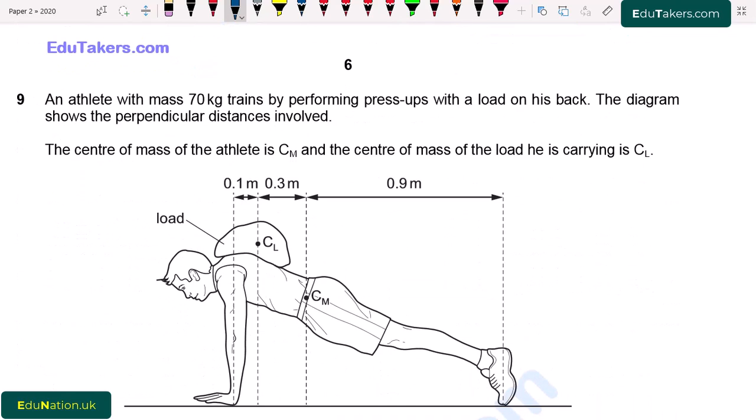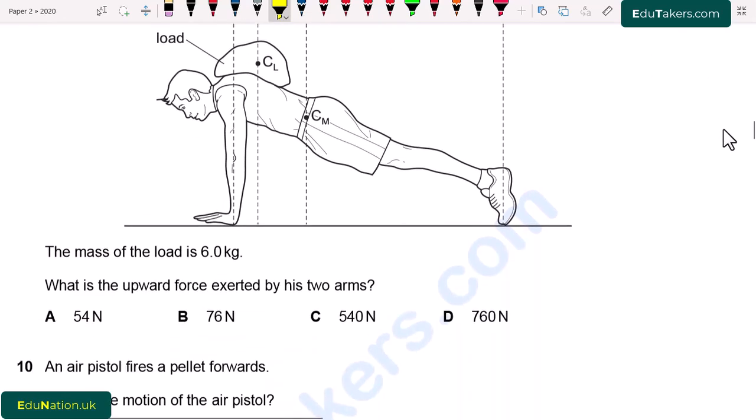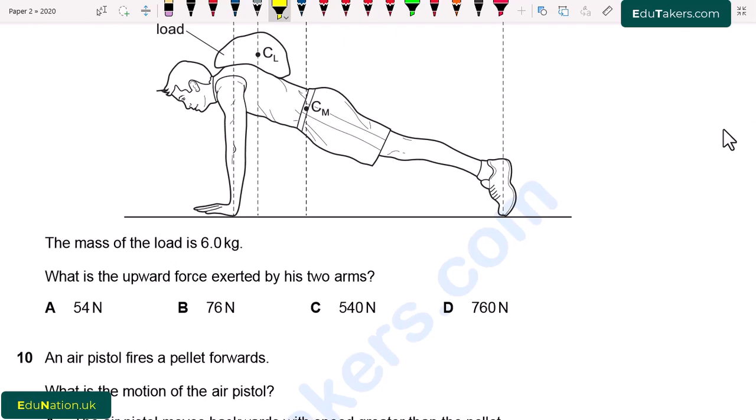Question number 9. An athlete with a mass of 70 kg trains by performing press-ups with a load on his back. The diagram shows the perpendicular distances involved. The center of mass of the athlete is Cm and the center of mass of the load he is carrying is Cl. The mass of the load is 6.0 kg. What is the upward force exerted by his two arms?